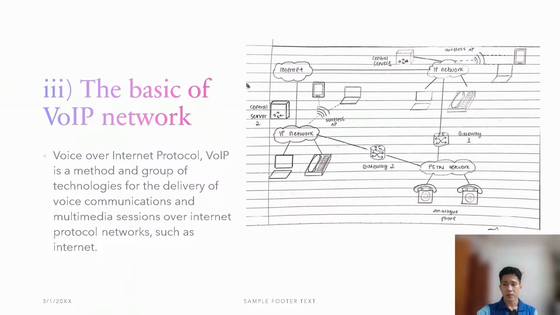As we can see in the picture here, when we want to make a phone call using VoIP, it will make its way through the Internet. We also have central server 1 and central server 2 here, and then it will go to gateway 1 and gateway 2, and then it will go to the PSTN network, and then it will reach the analog phone, which is the person that we want to call. So that is the basics of a VoIP network.